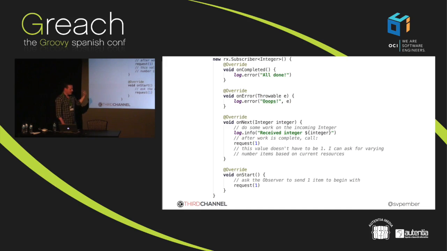And this is the first example of the reactive pull backpressure that we'll see. Because what the subscriber is saying is it's communicating to the observable, hey, I'm ready, start sending data. So it's asking for the first item.